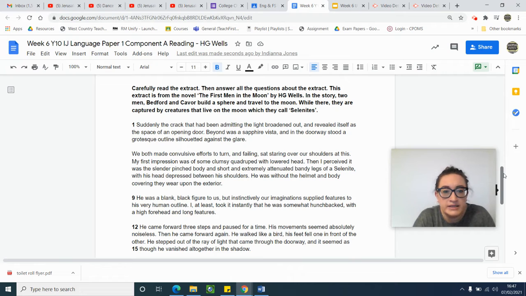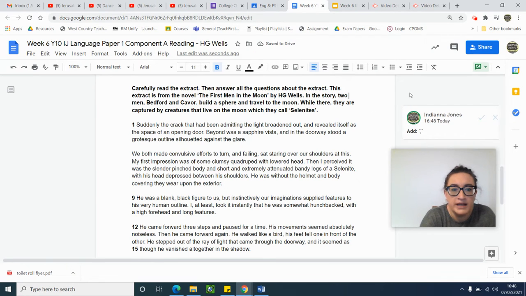Carefully read the extract, then answer all of the questions about the extract. I don't actually want you to answer them straight off because the lesson is going to take you through them. This extract is from the novel The First Men in the Moon by H.G. Wells. In the story, 2 men, Bedford and Cavell, build a sphere and travel to the moon.